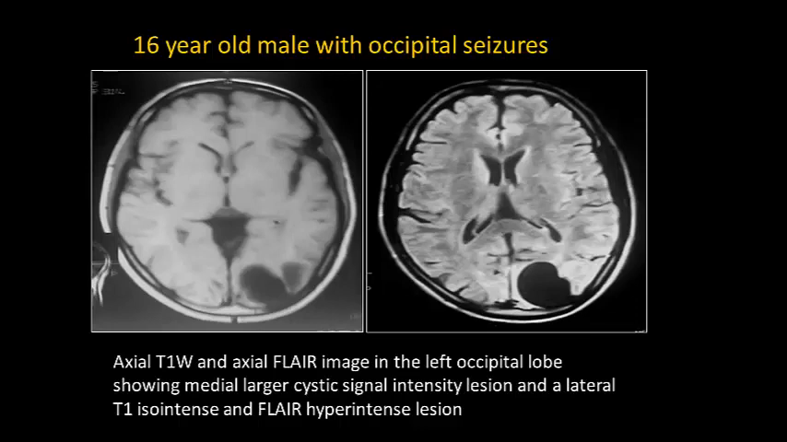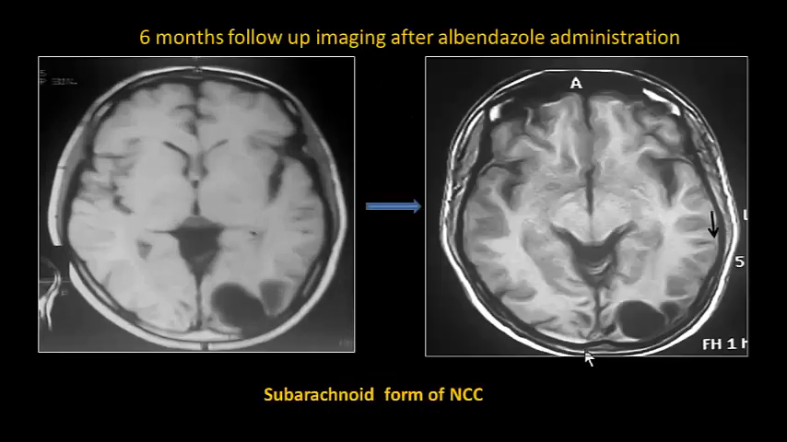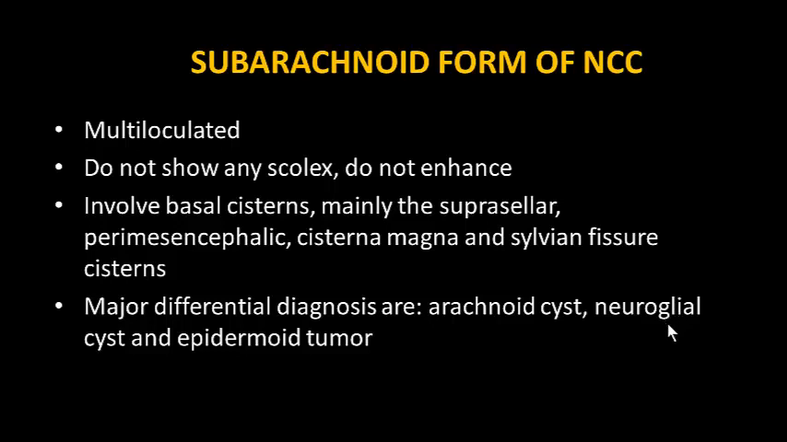Here is an example of a patient with an occipital seizure. On this image, what we see are two cysts. On FLAIR, one of the cysts is suppressed, another is still hyperintense on FLAIR image. Following treatment, there is a complete resolution of this hyperintense cyst. This is a subarachnoid form of NCC, which is multiloculated and does not exhibit any scolex.